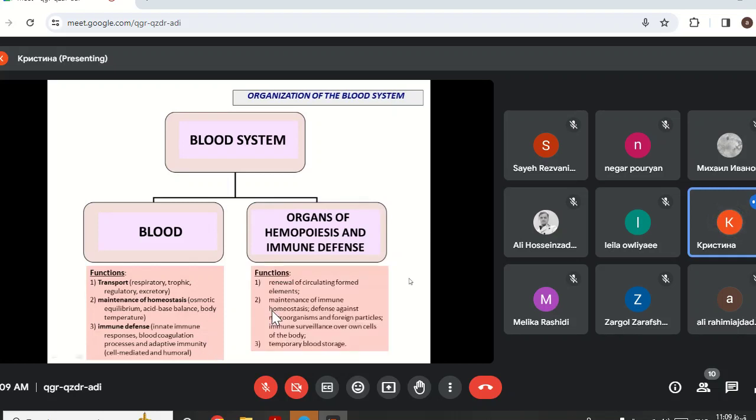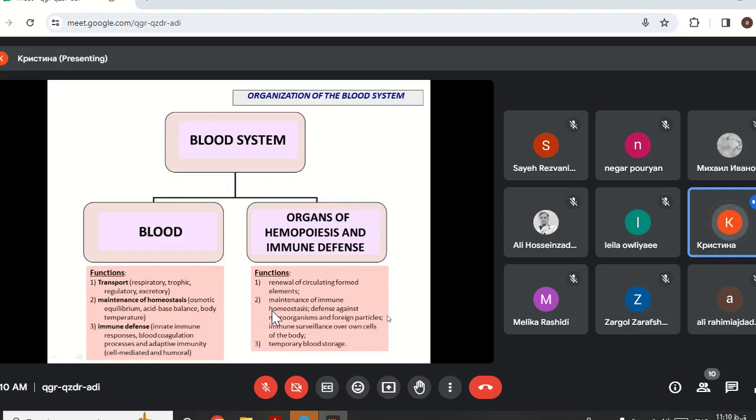Functions of organs of hematopoiesis and immune defense include: first, renewal of circulating formed elements. It means that some of these organs make new formed elements of blood, and in some of them, aged formed elements of blood die. Second function, maintenance of immune homeostasis. It's about the immune system, because these organs perform immune defense, and these organs produce cells of immune defense.